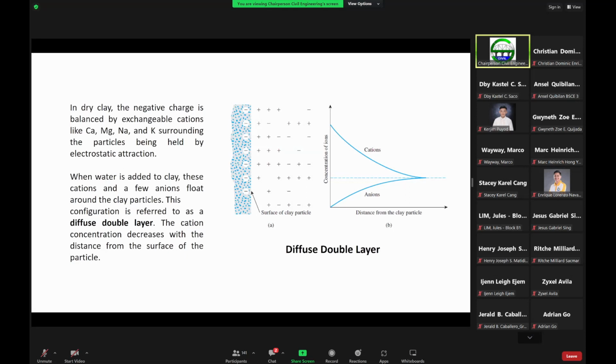Now this diffuse double layer also shapes the behavior of clay compared to other types such as sands and gravels, and that makes it a cohesive material. Because in practice, there are cohesionless materials and cohesive materials with respect to the shear strength parameters. So the diffuse double layer usually contributes to the cohesiveness of the clay soil.